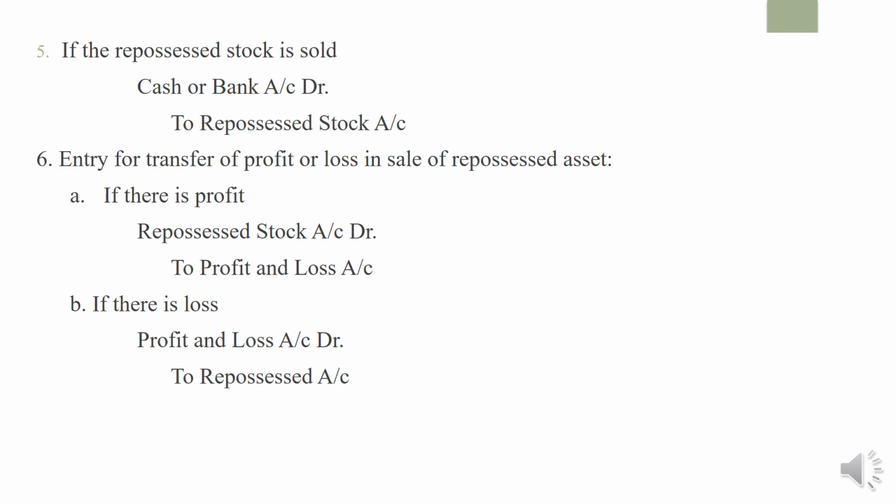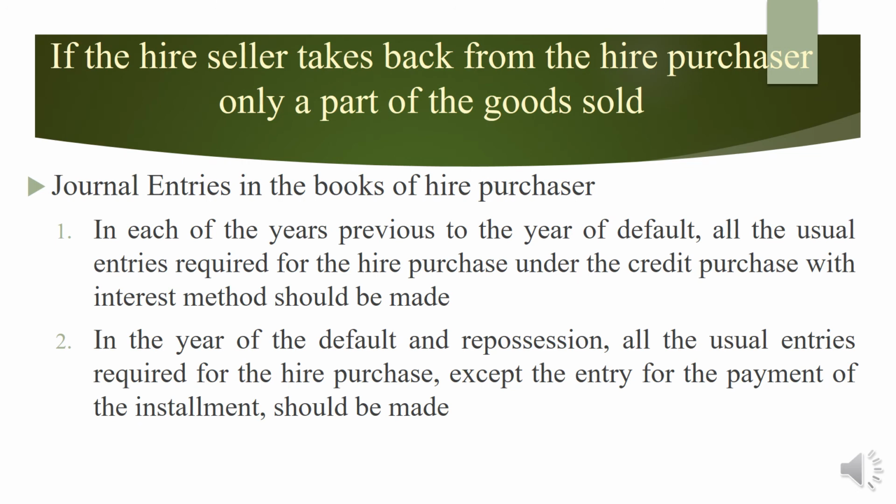If there is any profit, then repossessed stock account is to be debited and profit and loss account is to be credited with the amount of profit. If there is any loss, then profit and loss account is to be debited and repossessed stock account is to be credited with the amount of loss. Now, till now we discussed the accounting treatment in case of complete repossession of the asset.